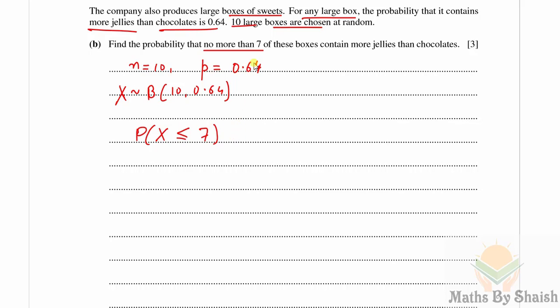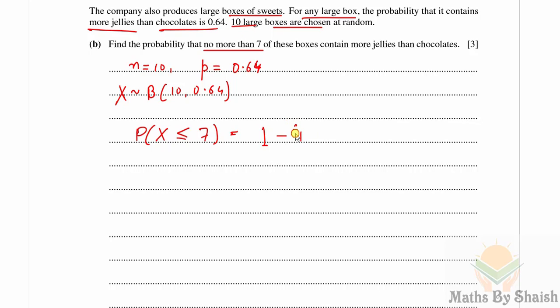This is what we need to find. Find the probability that no more than 7, so x is less than or equal to 7. This can be done in two ways. The first is to start from 0 and go up to 7, or another way is we subtract the last remaining part for the 10 large boxes.